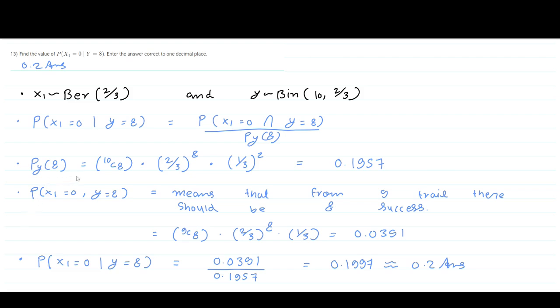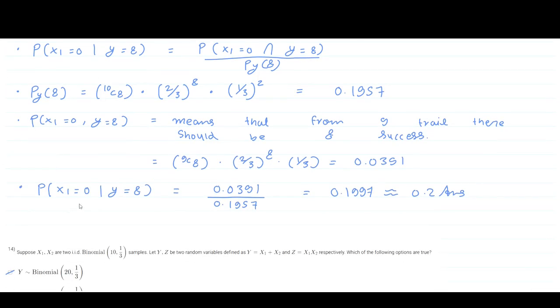It is going to be equal to 10 choose 8 into 2 by 3 to the power 8 into 1 by 3 to the power 2, which is going to be equal to 0.1957. Let us now see the probability of x1 is equal to 0, y is equal to 8. It basically means that from the 9 trials there should be 8 successes, which is equal to 9 choose 8 into 2 by 3 to the power 8 into 1 by 3, which is equal to 0.0391. So the probability of x1 is equal to 0 under the condition y is equal to 8 is 0.0391 divided by 0.1957, which is nearly equal to 0.2. Hence the answer of question 13 is going to be 0.2.